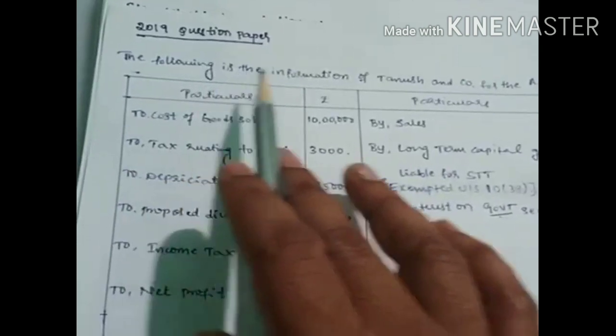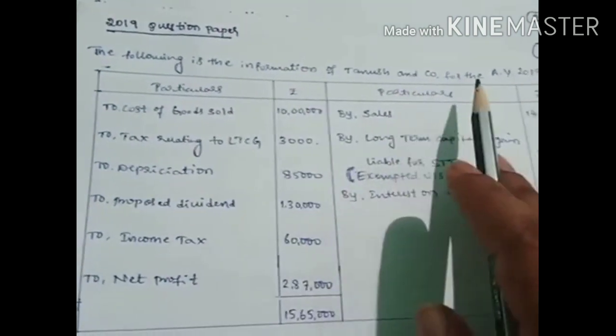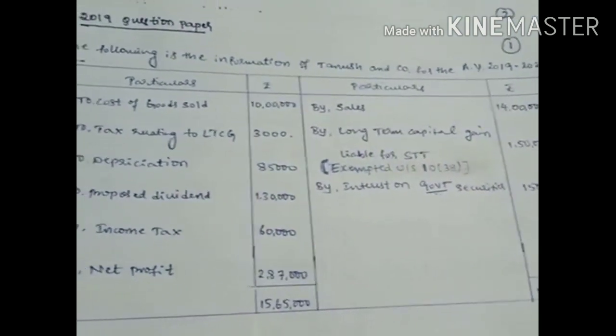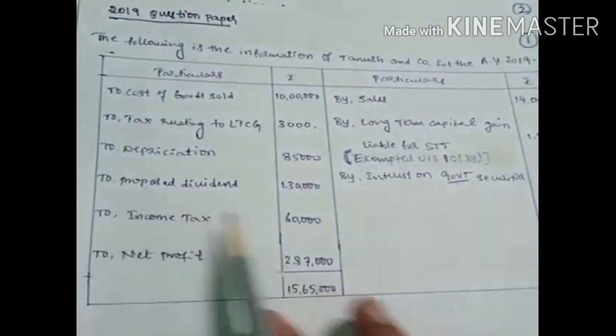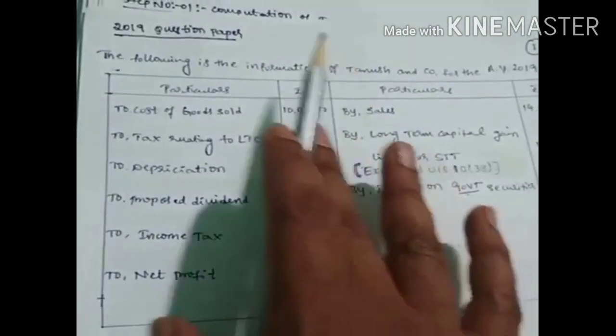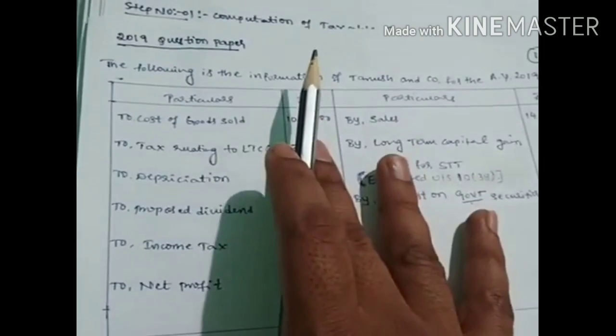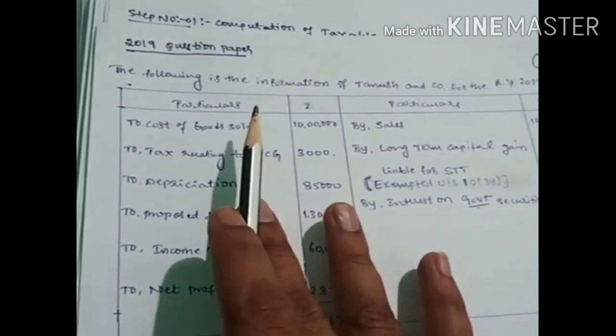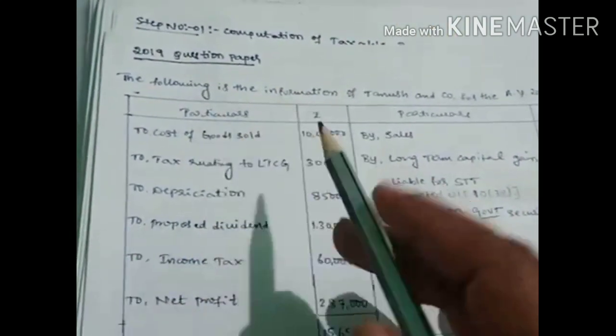The following is the information of Tanush and Company Limited for the assessment year 2019-20. The P&L account is given. We have to identify which one is a business income, which one is a non-business income, and so on. All items will come under step number 2.